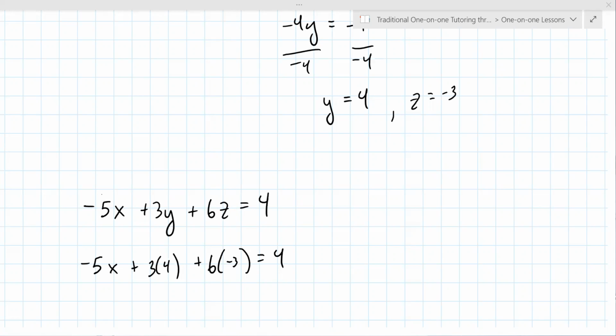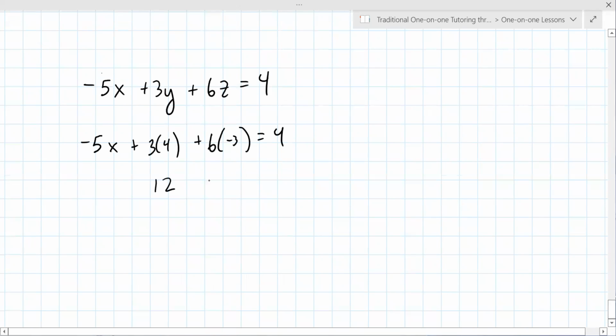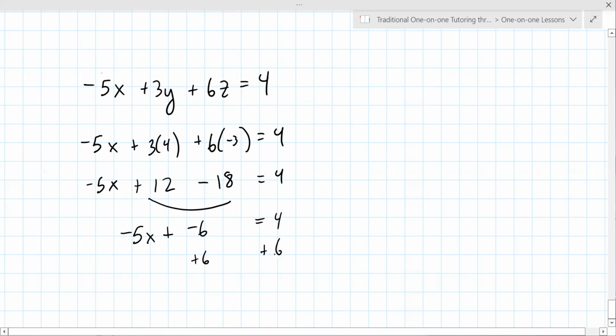Okay, so I think I messed up somewhere. Trying to figure out where. What's 3 times 4? The 12. And then 6 times minus 3. Negative 18. Good. So now you got to combine like terms. What is 12 minus 18? Negative 6. So that's where I messed up. Okay, so you're gonna add 6 to both sides.